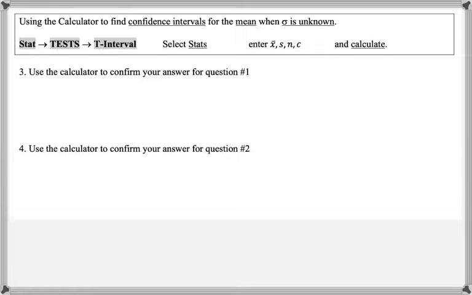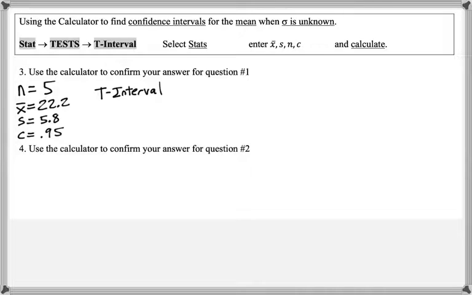So let's copy down our information from question 1. N was equal to 5, x bar is 22.2, S is 5.8, and C is 0.95. So we want to use the t-interval command on the calculator.